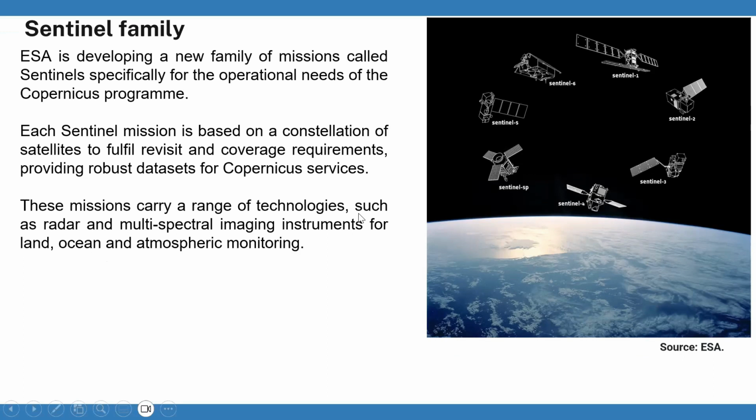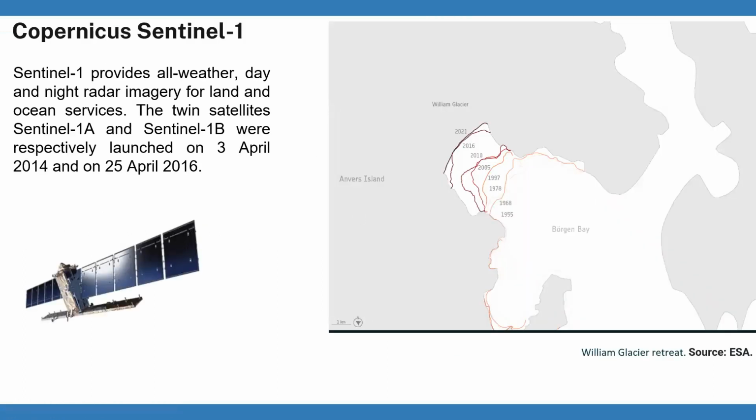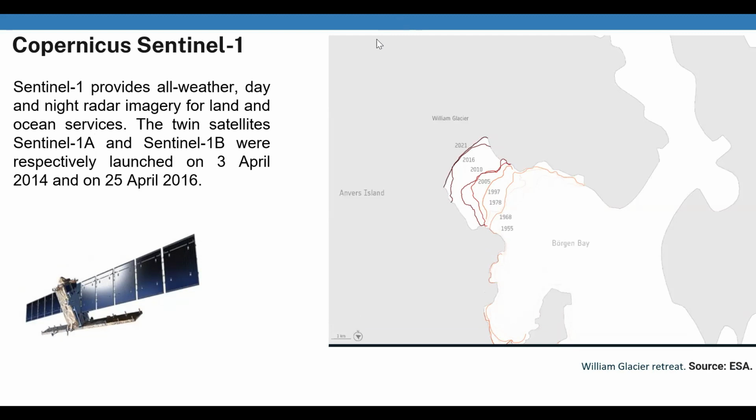Let's start with the Copernicus Sentinel-1. This mission provides all-weather day and night radar imagery for land and ocean services. The twin satellites Sentinel-1A and Sentinel-1B were respectively launched in April of 2014 and April of 2016. And for example, this is an example of its application.